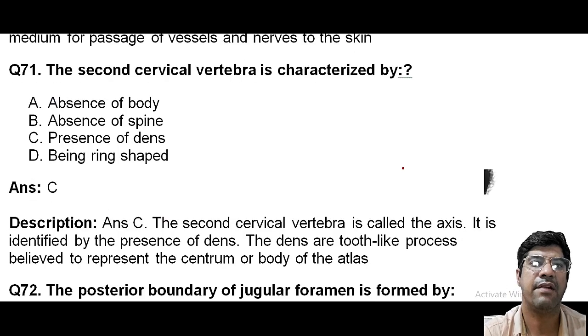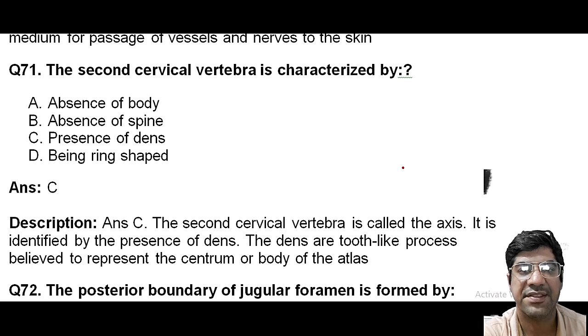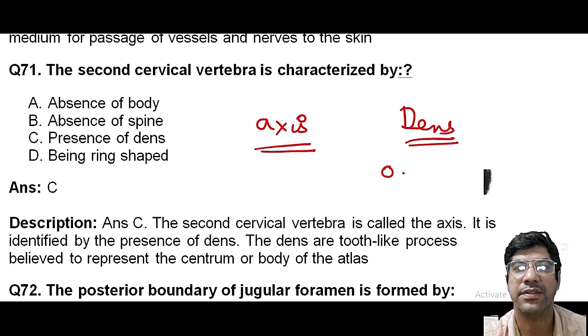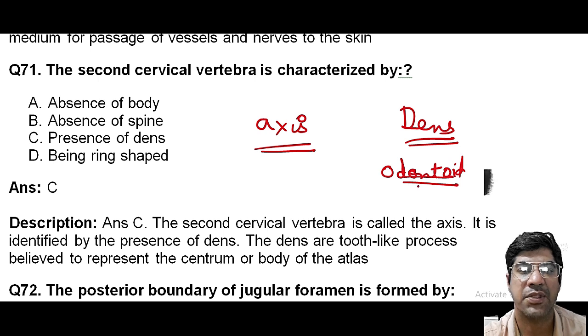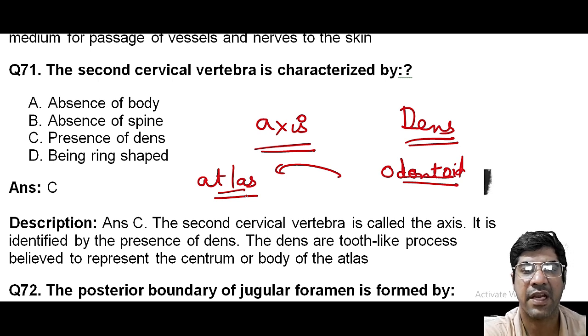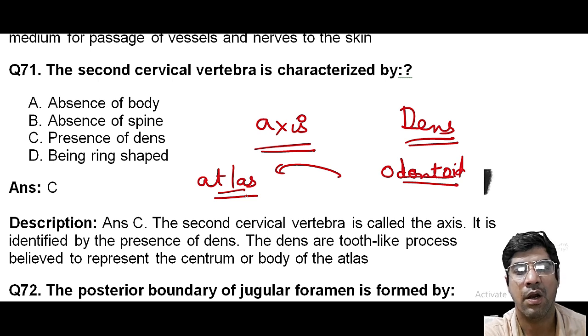The second cervical vertebra is also known as the axis. It is characterized by the presence of the dens, also known as the odontoid process. It is a tooth-like projection from the axis bone, and it acts as a pivot joint for rotation of the atlas, which is the first cervical vertebra, and the head. So that helps to allow movement of the head from side to side.